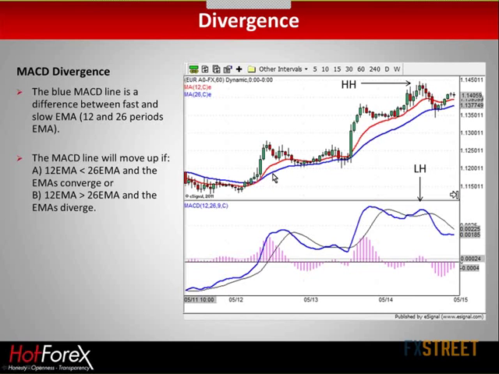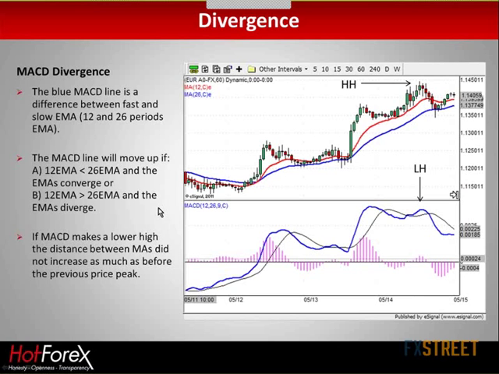But as soon as this increase doesn't happen anymore, when the moving averages start to move closer to each other, the MACD line turns lower. So, if the MACD line makes a lower high, like here, then it means that the distance between the moving averages here didn't increase as much as just before the previous price peak.